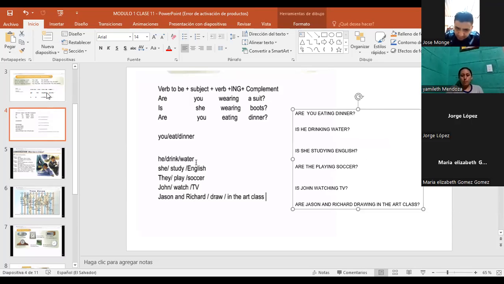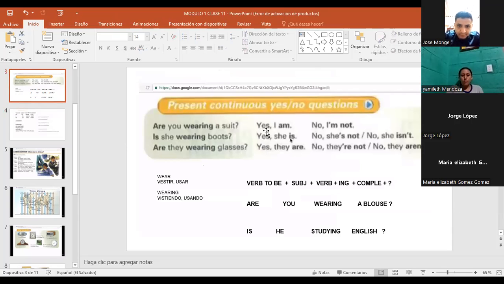¿Y cómo podemos responder? Easy. Podemos decir yes, dependiendo, right? Yes, she is. Yes, he is. Yes, they are. Yes, I am. Y en negativo, chicos, no, she's not, o no, she isn't, right? Para el verbo to be is, en negativo tenemos is not o isn't. Y para el verbo to be are, tenemos are not o aren't, right?